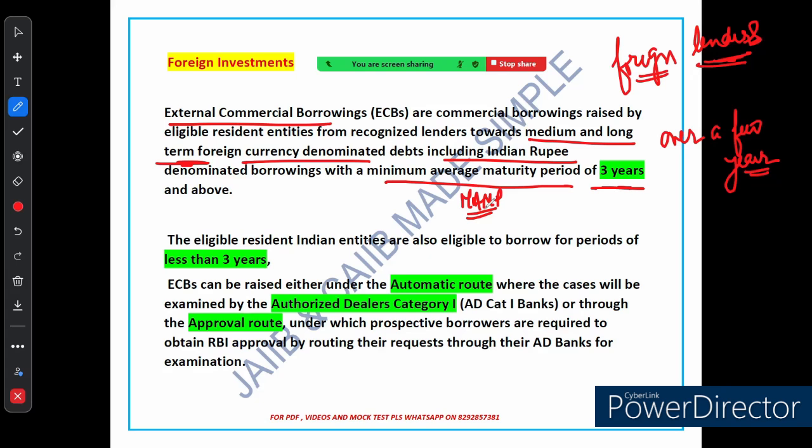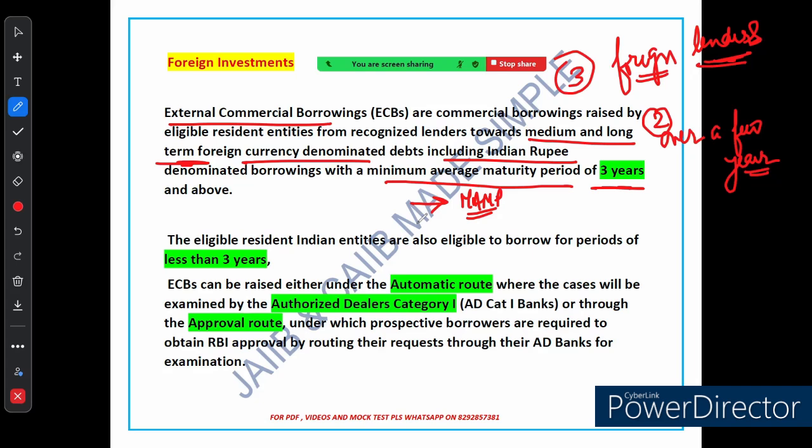So we have covered a few things. First, companies in India can borrow money from a foreign lender using ECB. Second, it is given for medium to long term, so over a few years you have to pay. Third, it can be foreign currency denominated debt. And the fourth thing is that the minimum average maturity period is 3 years.